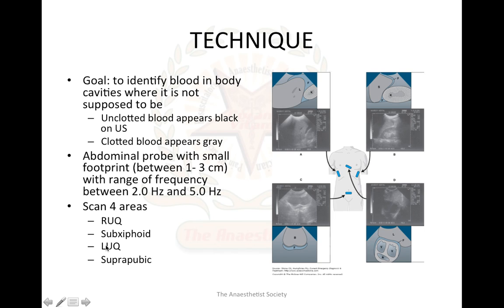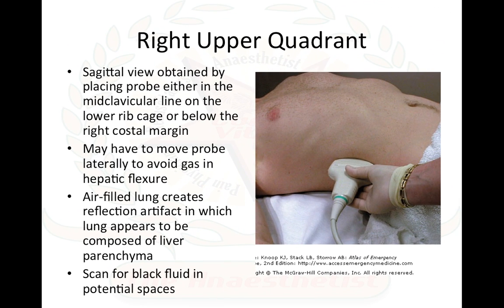Third part is the left upper quadrant. You have to look for the fluid between spleen and kidney. Here this is the kidney and this is the spleen and this is the fluid. Here you can see some black fluid between kidney and spleen. And fourth is the suprapubic. You have to search for the fluid behind the urinary bladder. So we will see it one by one.